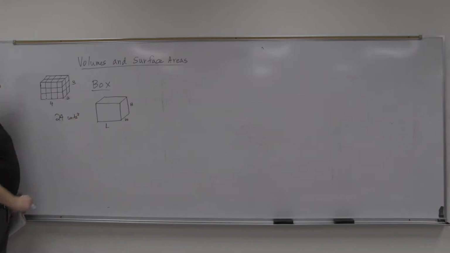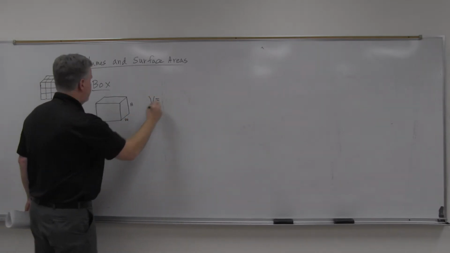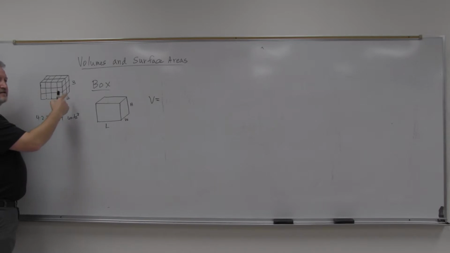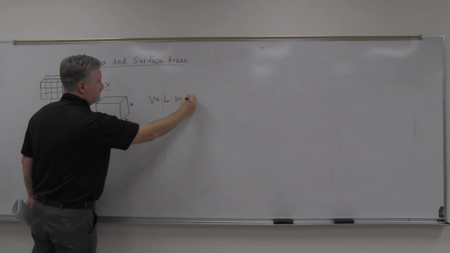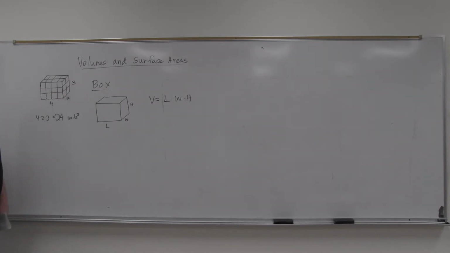Well, it's not hard to see that to get the 24, instead of having to grid them off, can I just do 4 times 2 times 3? Isn't that 24? 8 times 3 is 24. Yeah. So it's not hard to see that for the volume, you're just going to multiply the length times the width times the height. Pretty easy formula as formulas go.